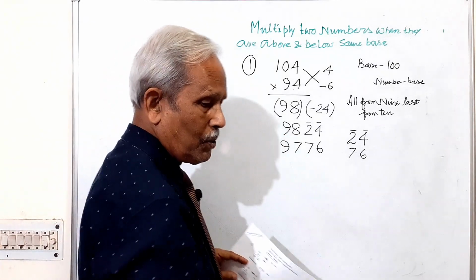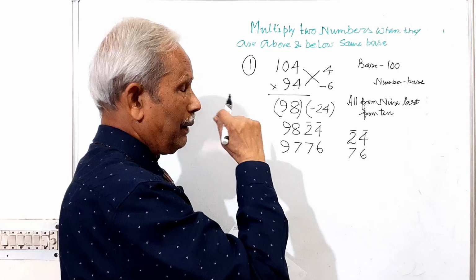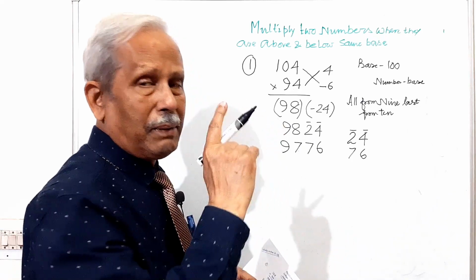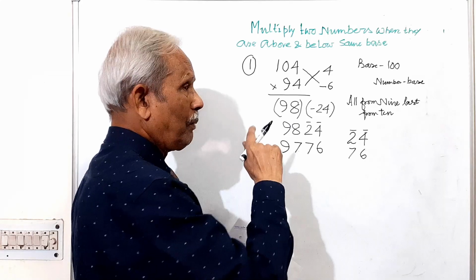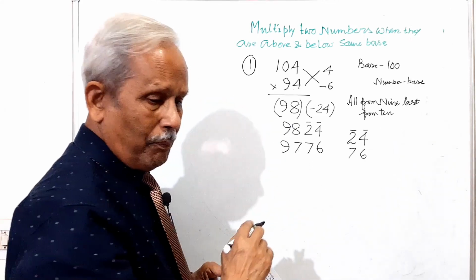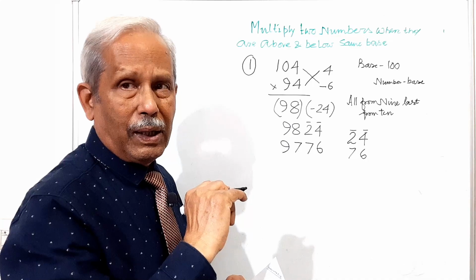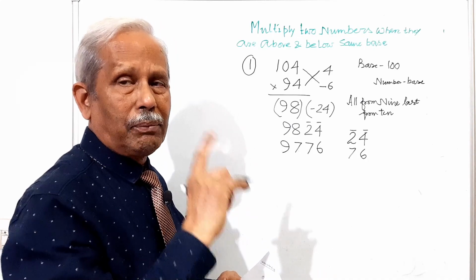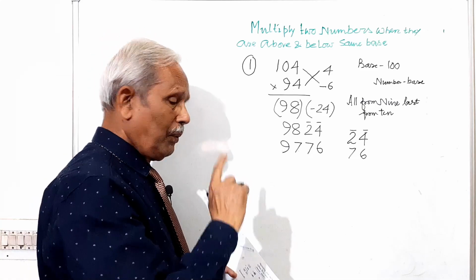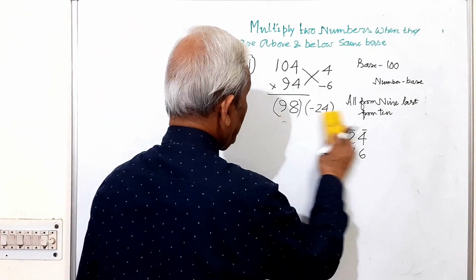I hope you have understood it. Please refer to my basic Vedic Mathematics course where I have given this concept of bar numbers. I will put the URL of that particular video in my description, and you can check it from there. Well, let's do the next question.